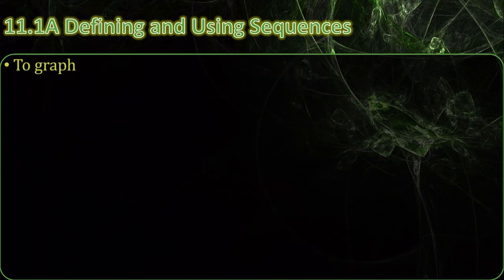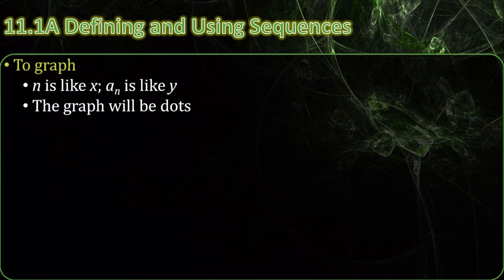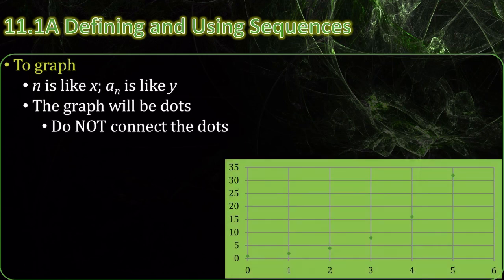To graph sequences, remember n is like the x and a_n is like the y. However, the graph will be dots. We don't connect the dots, because if you connect the dots, you're saying that you have values between like 0 and 1. So it just looks like this. It's just dots. If you were to connect them here, you're saying, oh, well, we have a value at 0.5 and 0.75. But you don't. You have just the integer values.